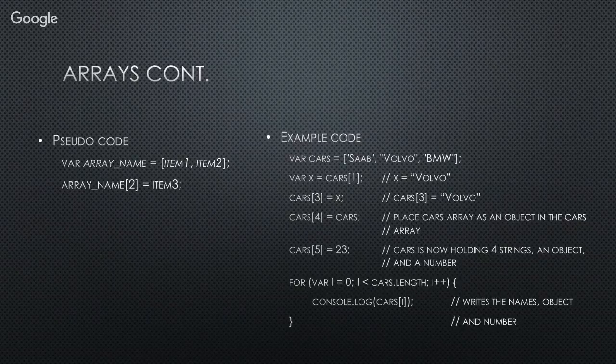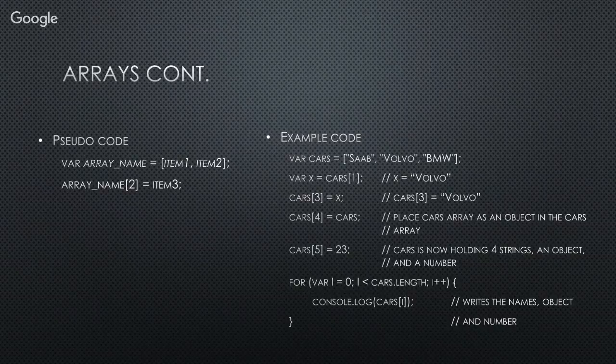So it's an array that has 3 objects. They're all strings. I'm assigning var x into cars, and I'm calling the one in the first slot, which is actually Volvo, because Saab is 0, Volvo is 1, BMW is 3 or 2, I'm sorry. And then I'm saying, hey, cars 3 is now equal to x.